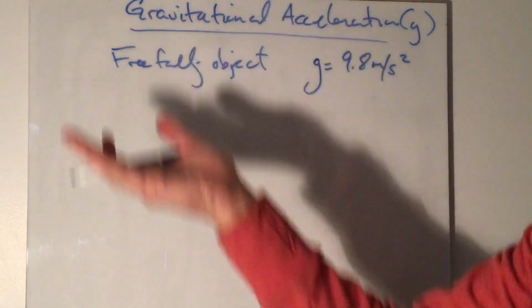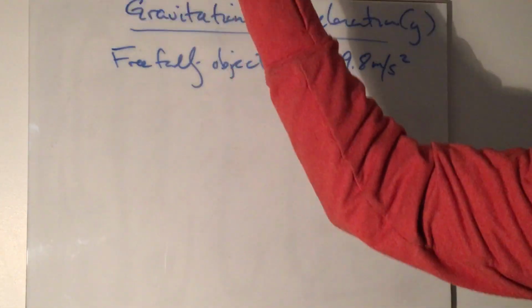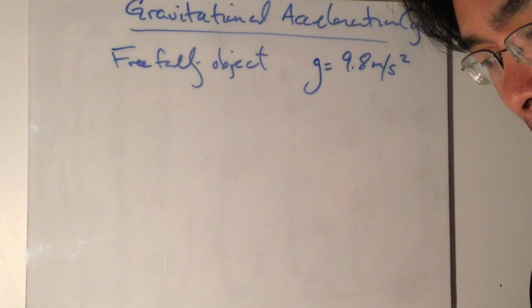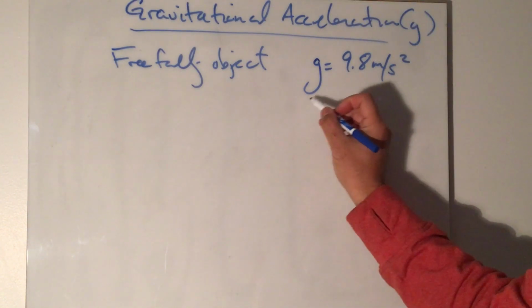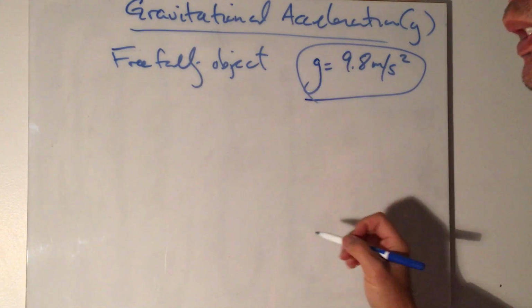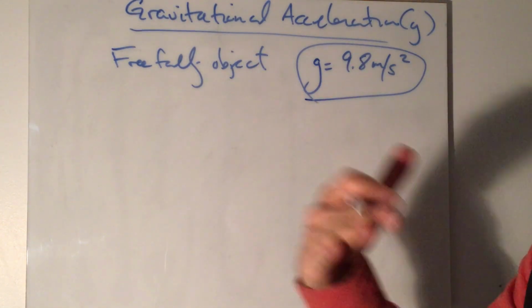But if there's nothing stopping it and there's nothing else in the way, the bowling ball and feather will fall down at the same speed. All right, and we use 9.8. This is accepted because most of the experiments that we're doing are at sea level.